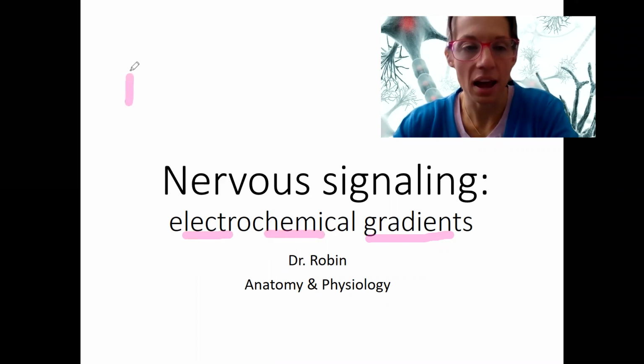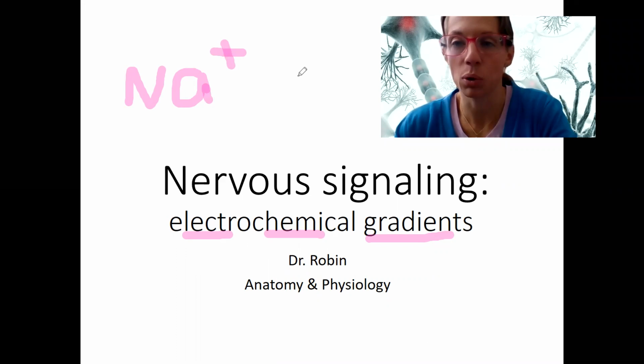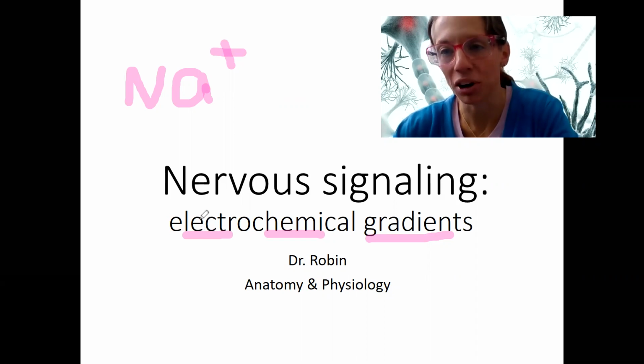They're related. Na+ is a chemical. It has a concentration, wherever it is, but it also has a charge. So anything that is a charged molecule or charged particle has an electrical gradient, but because it also is a thing, it also has a chemical gradient. So they both need to be considered.